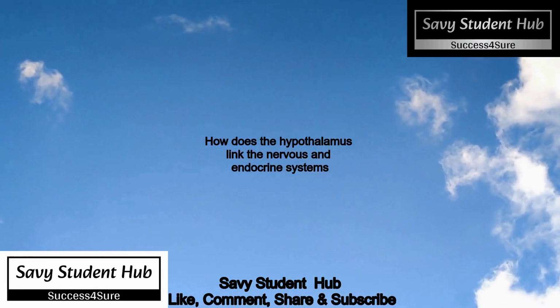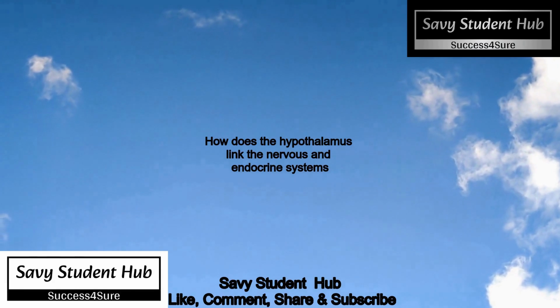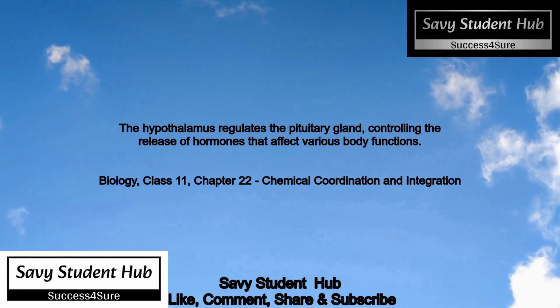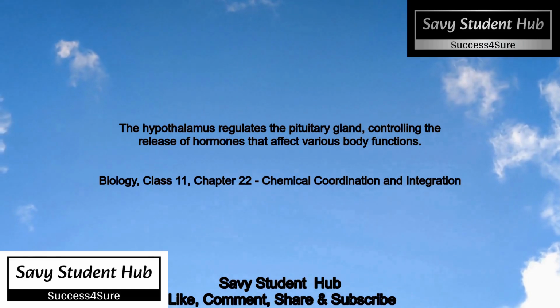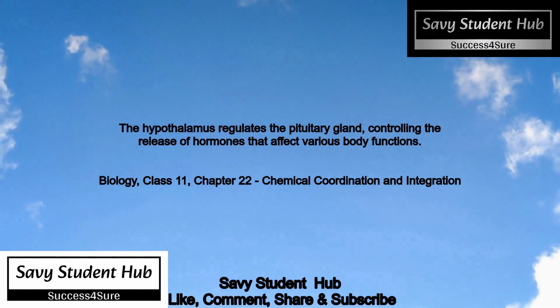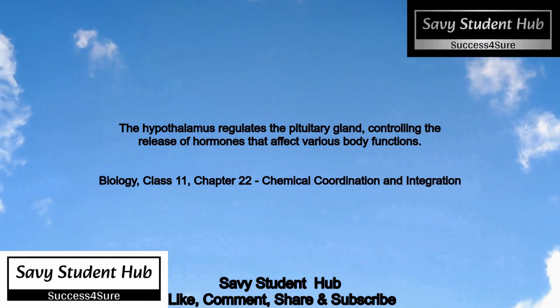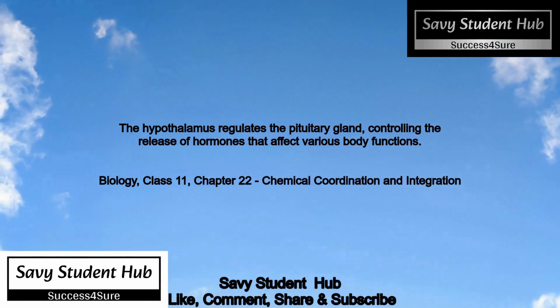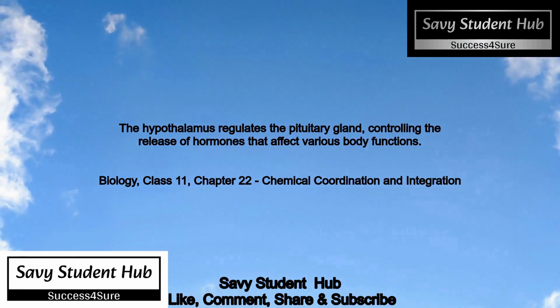How does the hypothalamus link the nervous and endocrine systems? The hypothalamus regulates the pituitary gland, controlling the release of hormones that affect various body functions.